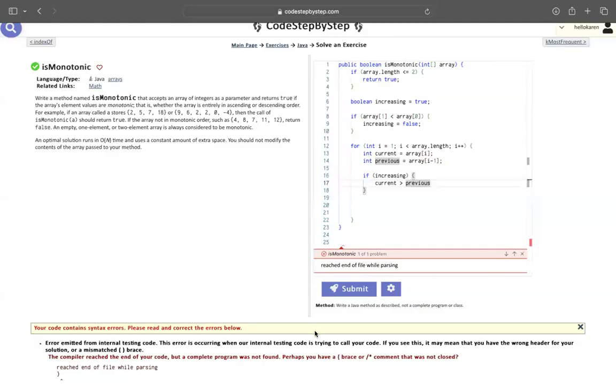Okay, awesome. So, yeah, current must not be greater than previous, right? You can check if current is greater than previous. And then what do you do if it is? What do you do if it isn't, right?